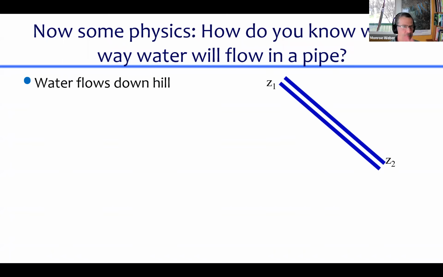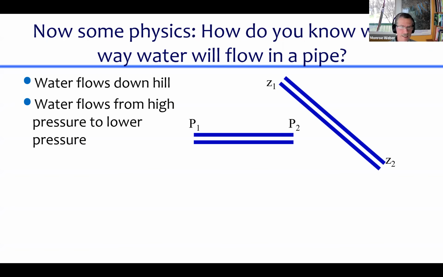So here are 2 hypotheses that you, I'm sure, have heard. Water flows downhill, so it goes from higher elevation to lower elevation. Or you might have heard that water flows from high pressure to low pressure. Yes? You've heard one of those or both of those? Huh. Well, I'm going to prove that they're wrong.